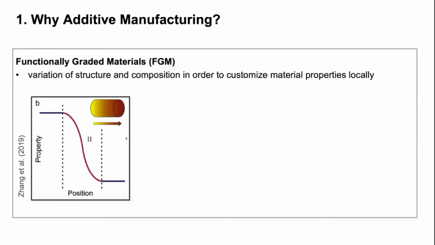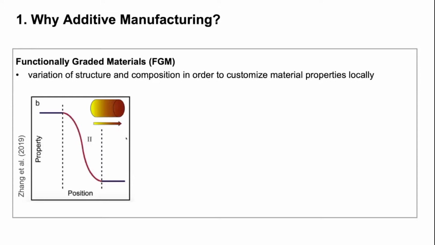This is basically a strong advantage. Another advantage is that we can create designs. We have a huge freedom in design. Thereby, we can realize products that cannot be realized by other manufacturing techniques, for example, undercuts. And the advantage which I want to focus on here is the potential to realize functionally graded materials, so-called FGMs.